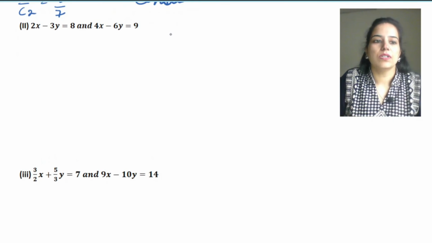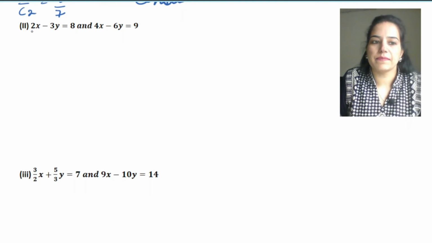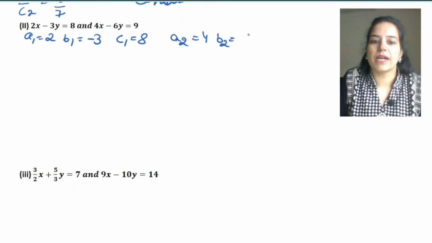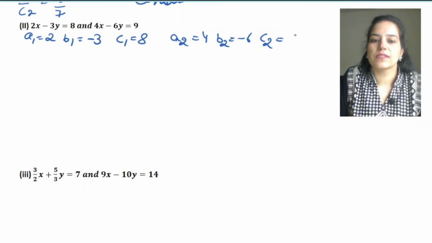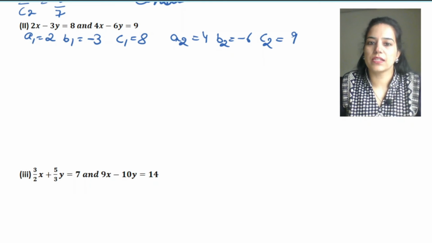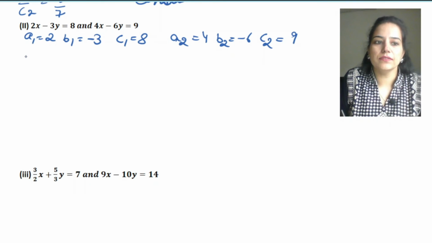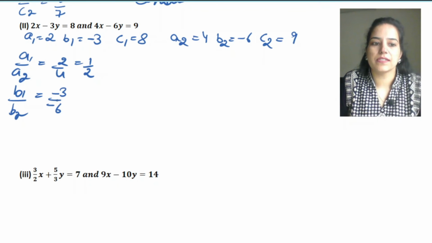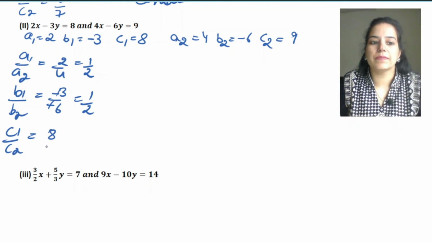For the second part now, again, the C's are on the same side. So A1 is 2, B1 is -3 and C1 is 8. Again, A2 is 4, B2 is -6 and C2 is 9, right? So let's take the ratios now. A1 upon A2 will be 2 by 4, that is 1 by 2. Then B1 by B2 will be -3 by -6, again 1 by 2. And C1 by C2 is 8 by 9.